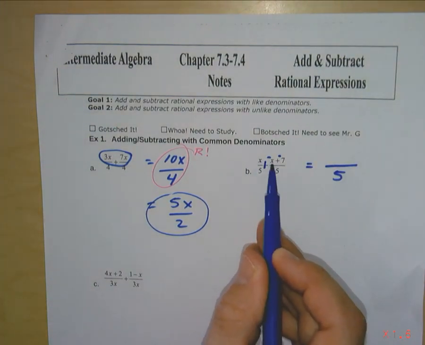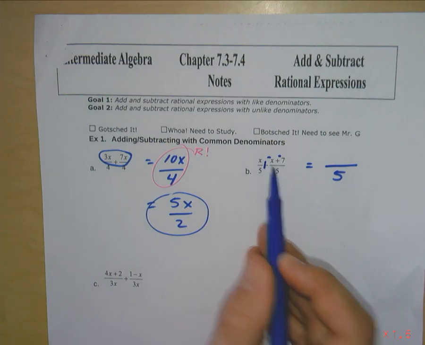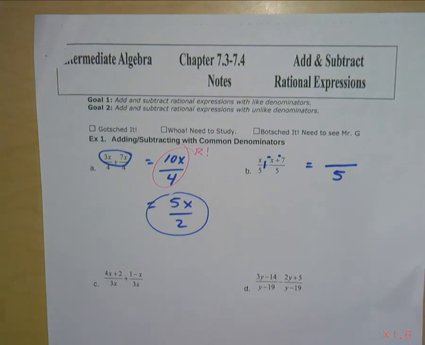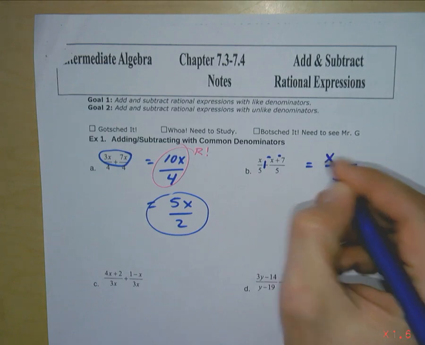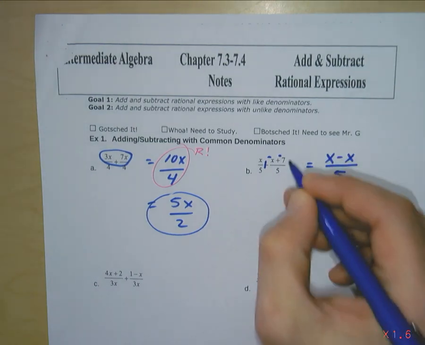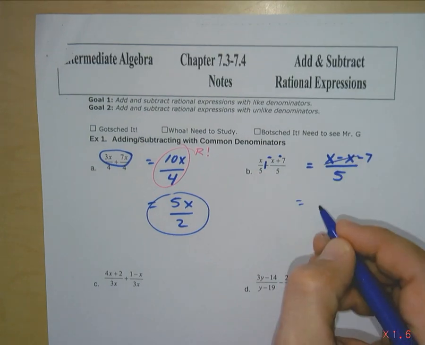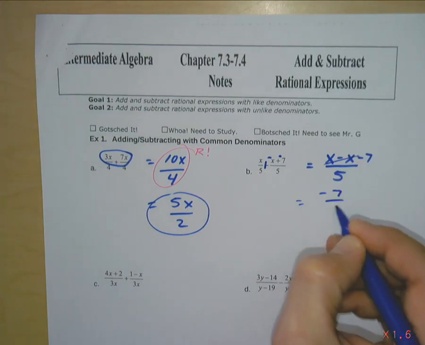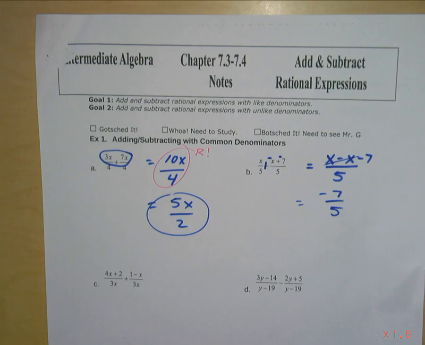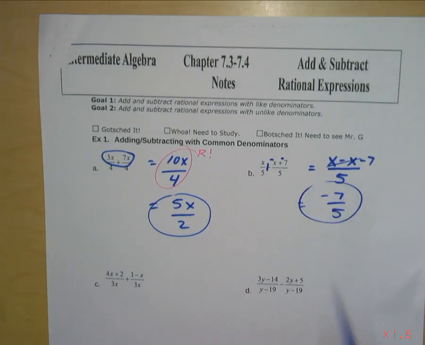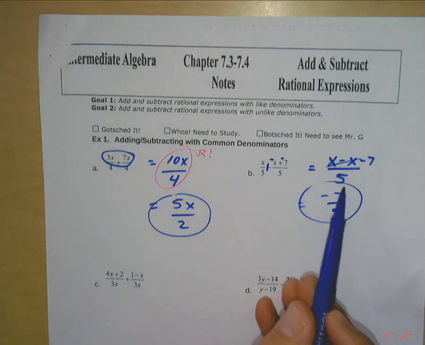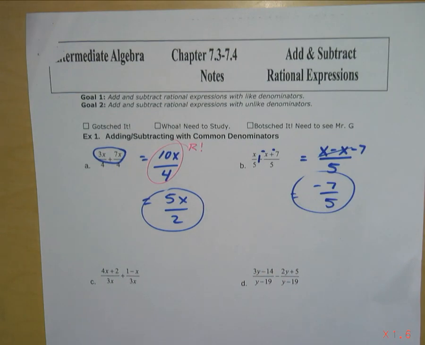I've got x minus x. That just cancels. Okay, and I can even write that here just so you can see it. And then minus 7. x minus x cancels, and I'm just left with negative 7 over 5. And that's it. The denominators just stay the same. So like 1/2 plus 1/2 is 2/2, and then I can reduce.